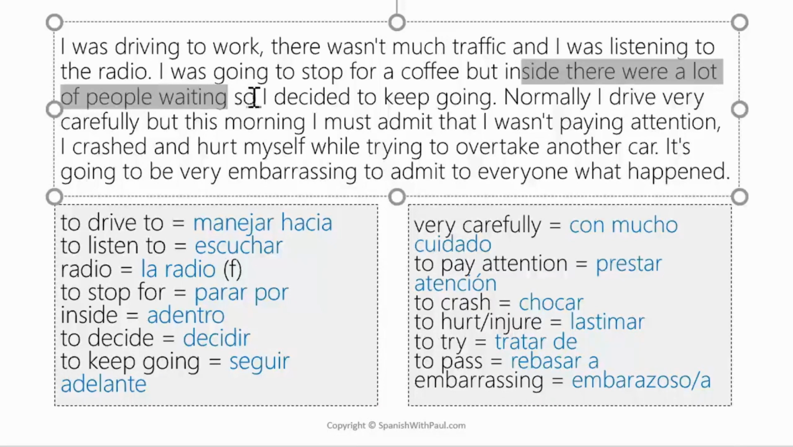Now the word so can be entonces or así que, either one is fine. Now we have some action. This is actually the first piece of definitive action so far. All the rest up to now has just been background information. So I decided, I made a decision. So decidí to keep going, seguir adelante. The word for normally is normalmente. And then we have the present tense here, I drive. So manejar would go to manejo. Normalmente manejo, very carefully, con mucho cuidado.